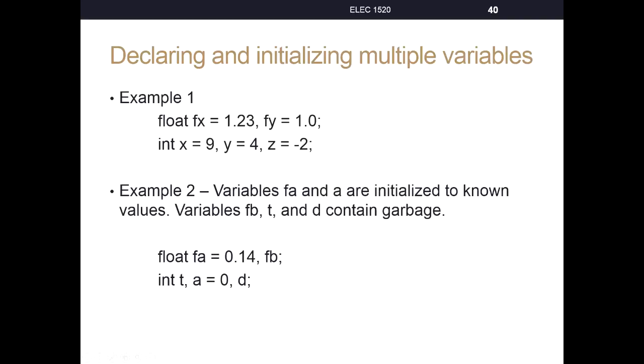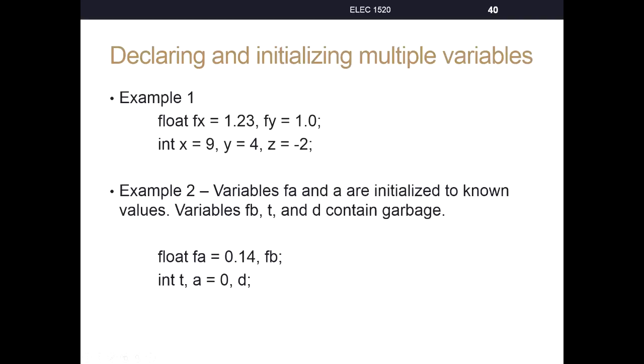Data type float, the variable name is fa. We're going to assign the number 0.14 to fa. We're going to declare fb, but fb has garbage in it. Here our variable is of data type int. So t has garbage in it. We're not assigning anything to it. It's a comma separated list, so I'll point that out again.